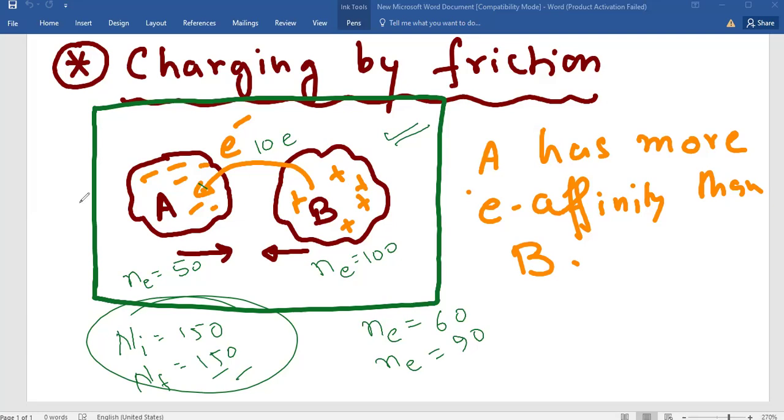Okay, now let us look into the charging by conduction. Before going further, can you tell me whatever you have understood about charging by friction?